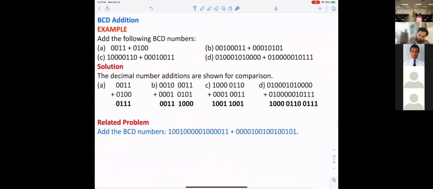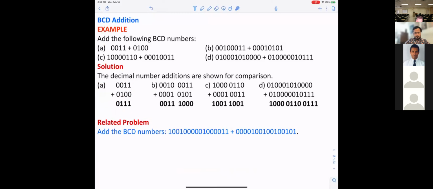Now, BCD addition. Okay. We'll see. You get 0011 adding 0100. Okay. 1 adding 0 to get 1. 1 adding 0 to get 1. 0 adding 1 you get a 1. So basically this is number 3. This is number 4. You get number 7. 0111, 7.